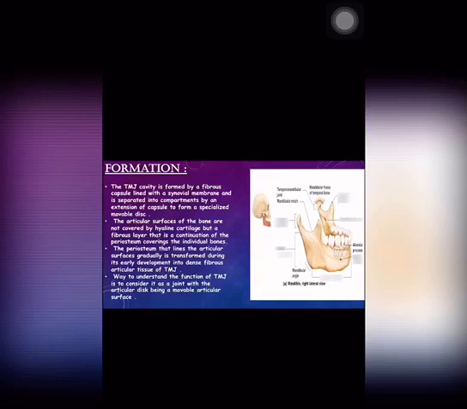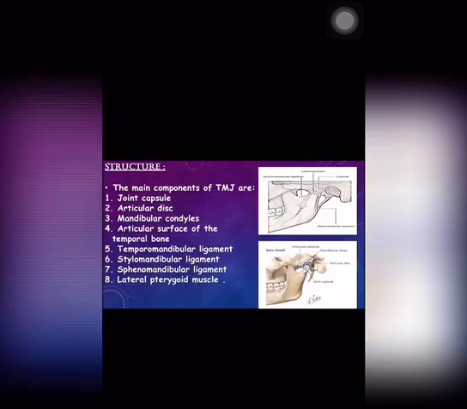Now the main components of the TMJ are the joint capsule, second the articular disc, third the mandibular condyles, which we have discussed, the articular surfaces of the temporal bone, the temporomandibular ligament. It has two types, the stylomandibular ligament and the sphenomandibular ligament, and the lateral pterygoid muscle.